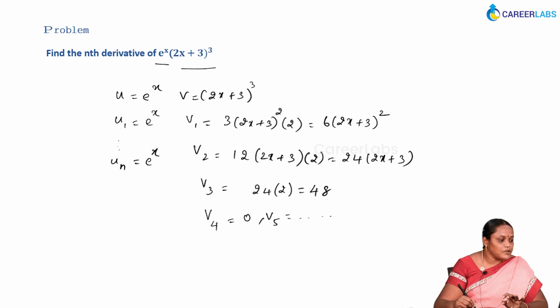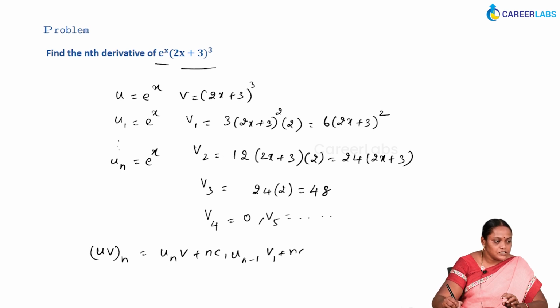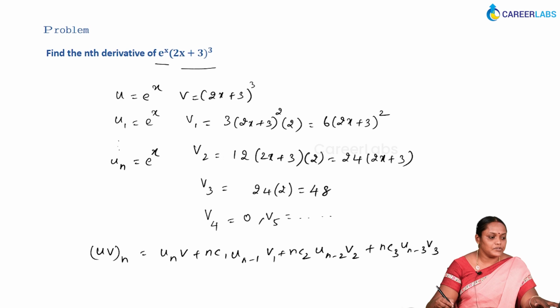Now we are going to apply the Leibniz rule using this formula. This will be un v plus nC1 u(n-1) v1 plus nC2 u(n-2) v2, and we are supposed to write till the third term, that is nC3 u(n-3) v3. All the other terms are 0, so we need not bother.